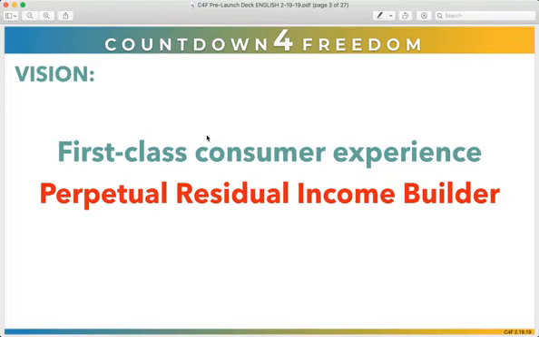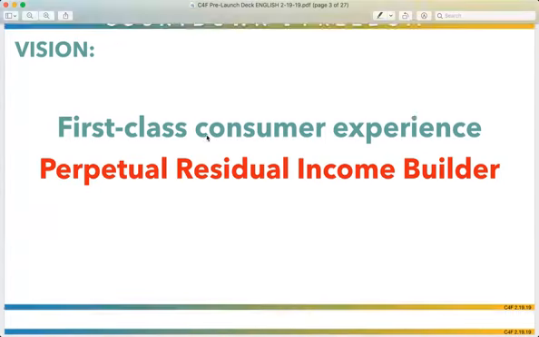We are going to be customer-centric, which means we're going to teach, and we're going to be about creating customers, and the corporate side of this is going to do everything possible to retain those customers and keep them in a world-class environment. When that happens, it creates for you a perpetual residual income builder. What that means is you don't have to just build it over and over and over again. When the customers win, we all win.